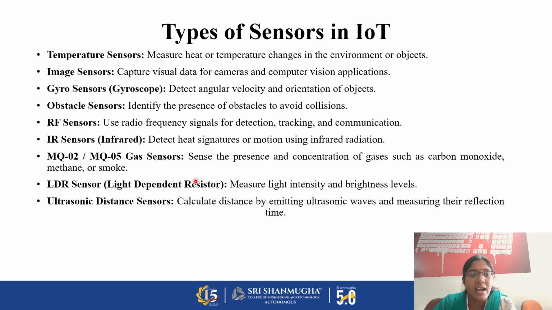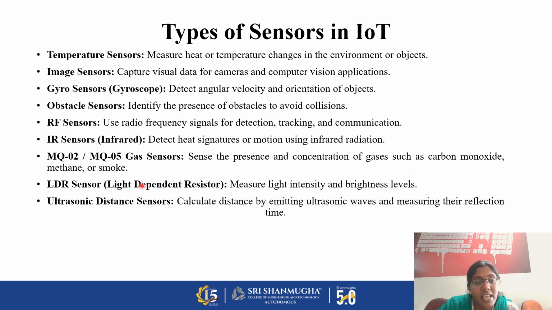And the next one is IR sensors. What is meant by IR sensor? Infrared sensor. Infrared radiation can be used to detect heat signatures or motion. If you want to detect any motion, that can be done with the help of these IR sensors. And the next one is MQ2 and MQ5 gas sensors. They can be used to detect the presence or concentration of gases such as carbon monoxide, methane or smoke, with the help of these MQ sensors.